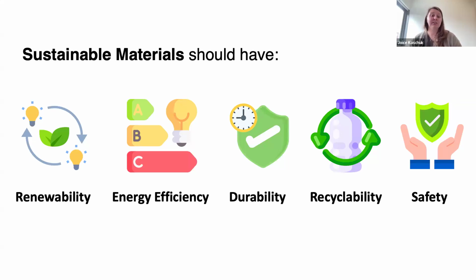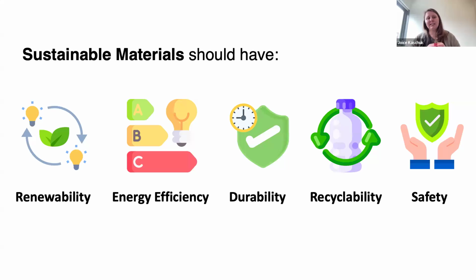For instance, we want renewability. We want the process of producing this material to be energy efficient. We also want durability of these materials. Then at the end of life, we want to recycle them, and especially we want them to be safe for our health, mainly because most of these materials are in contact with our organs, like skin or even internally.